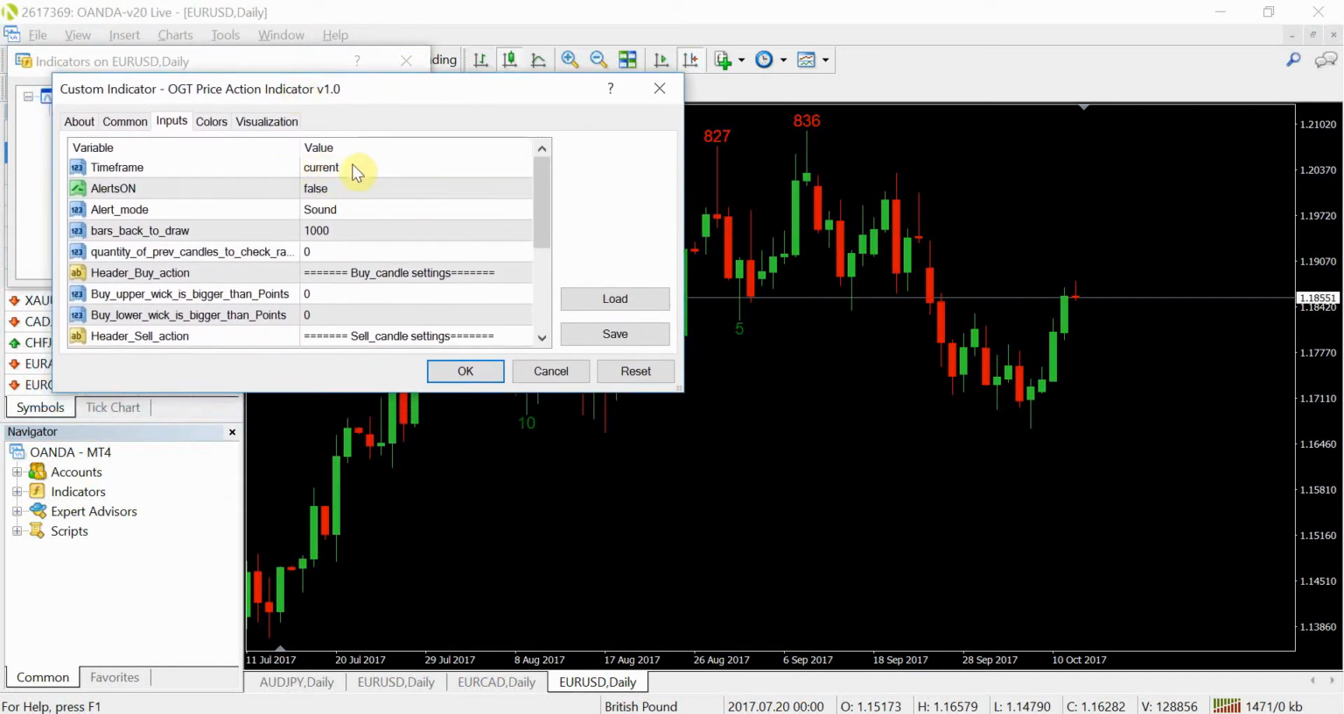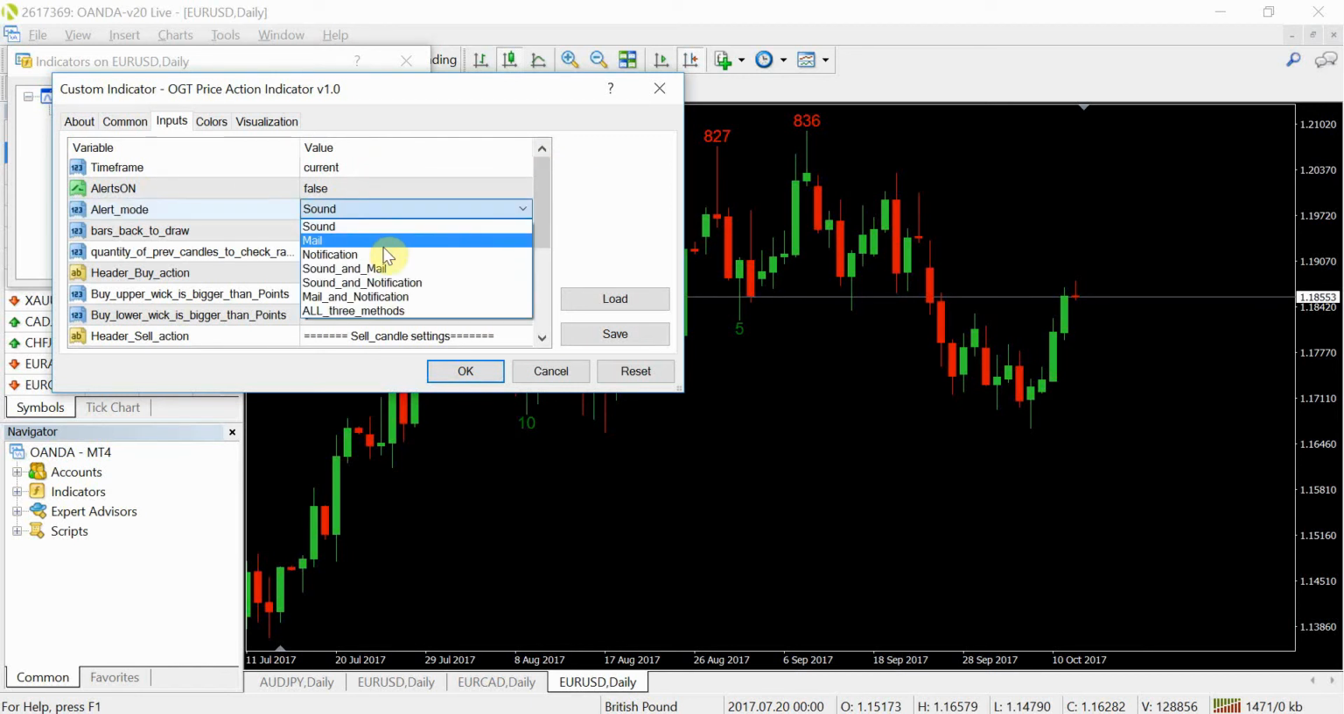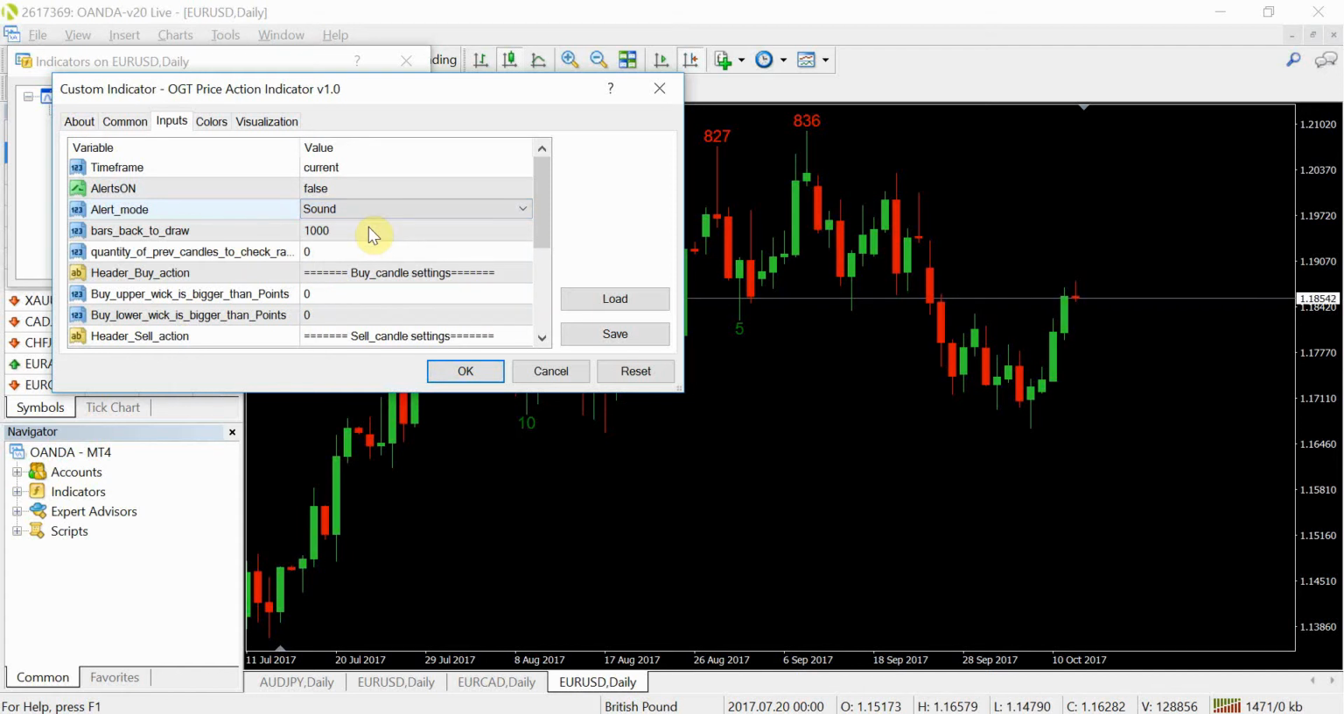So again, you can view it on whichever time frame you want. It works on all time frames. We've got alerts, so you can get an email, a notification through your smartphone, or a sound alert, or all three, or two, or whichever one is your preference. Number of bars to draw back: obviously, the more bars you draw back, the longer it will take to load up the indicator. But it's just set to a default of 1,000 bars on the time frame you're looking at.